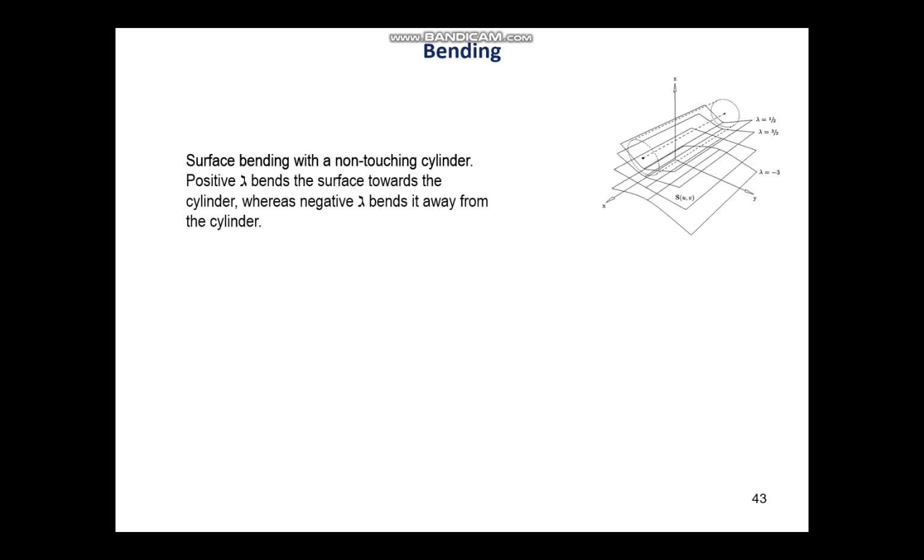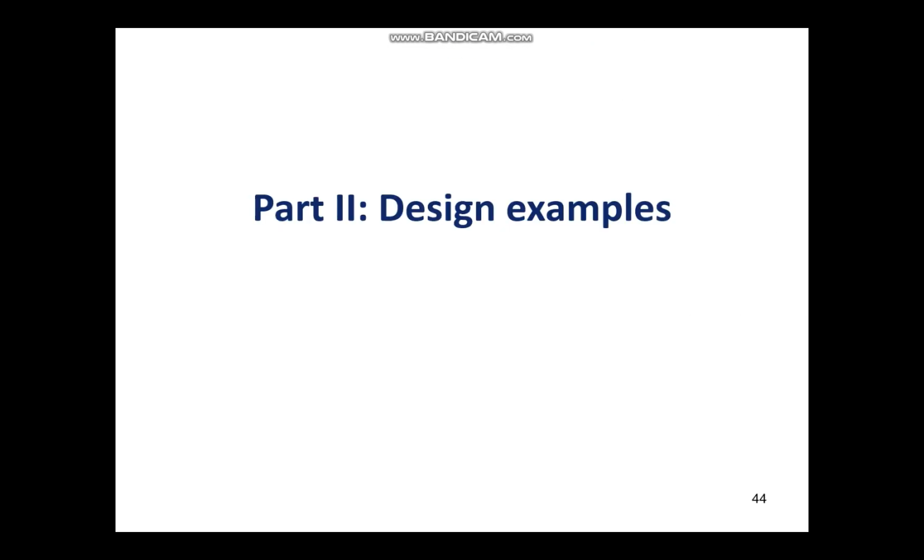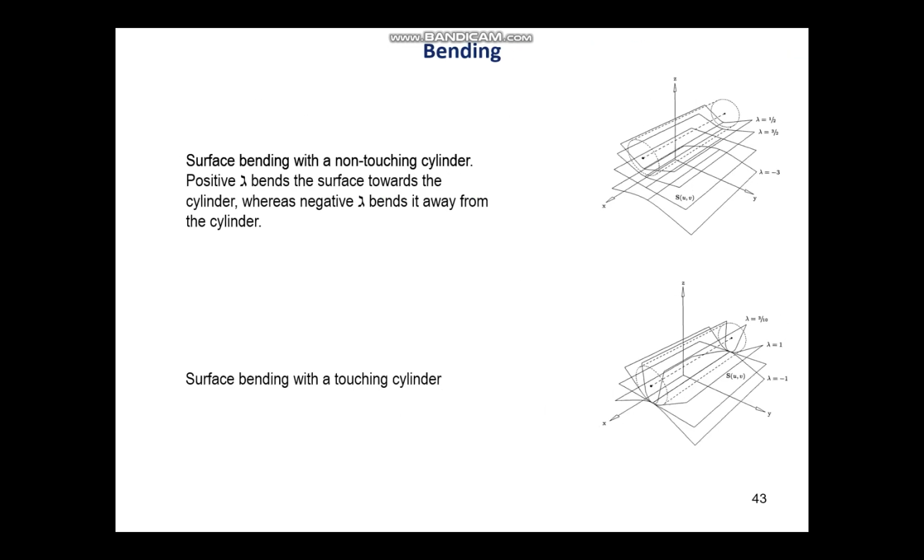Now surface bending with a non-touching cylinder can be seen in the right side figure. The positive lambda bends the surface towards the cylinder, whereas negative lambda bends it away from the cylinder. And surface bending with a touching cylinder can be seen in the right side figure.